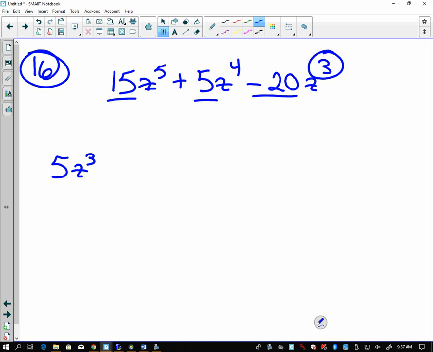So the way I'm going to type this in is I'm going to go 5z caret 3. That's how it's going to get typed. Okay, can we do that? All right, let me double check. All right.